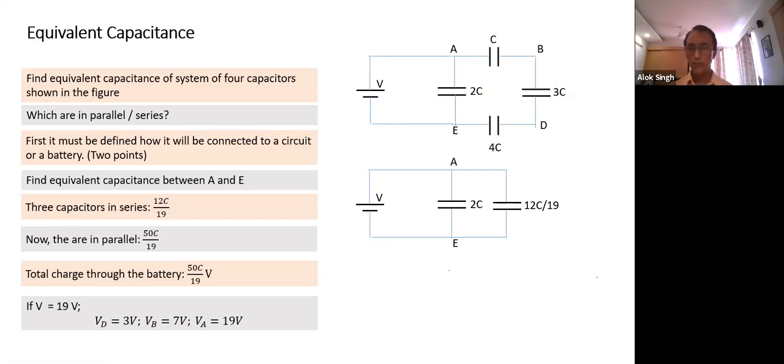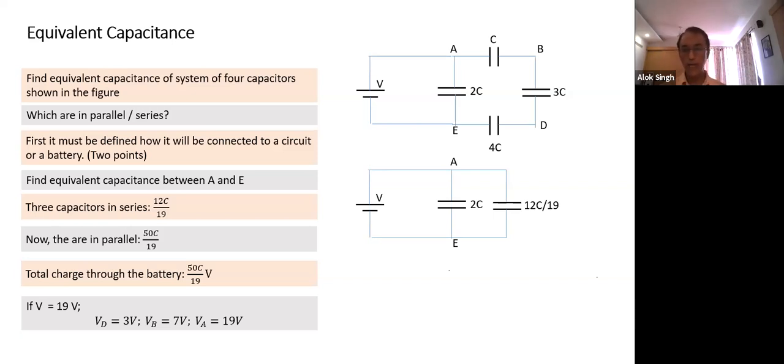Now, potential across these three capacitors connected in series. Which three? C, 3C and 4C are connected in series. Across the whole set, the potential applied is 19. How would this potential be shared? In inverse proportion of capacitance. It will be shared in the ratio of 1 by 3 is to 1 by 4, which is equal to 12 is to 4 is to 3.